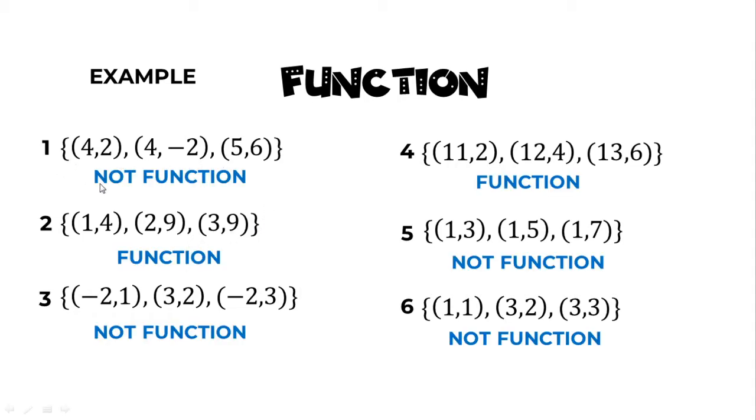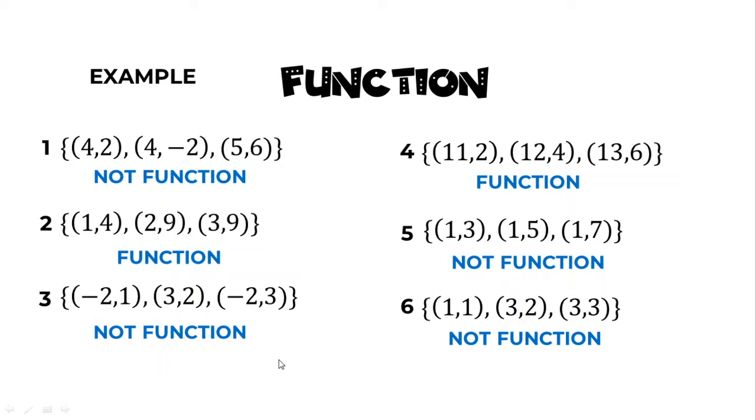Number 1, this is not a function. Kasi, naulit yung 4. Dalawang beses naulit yung 4 natin. Number 2 naman, ito ay function. Kasi, ang domains natin dyan is 1, 2, and 3. Walang naulit na number. Number 3 naman, this is not a function. Ang domains kasi natin dito is negative 2, 3, and negative 2. Dalawang beses na ulit yung negative 2.